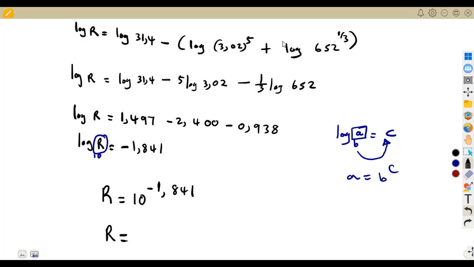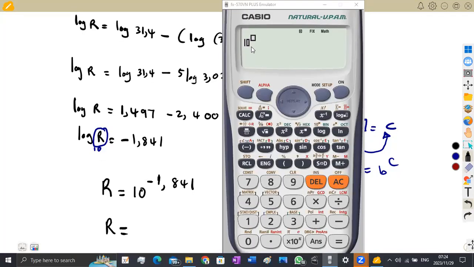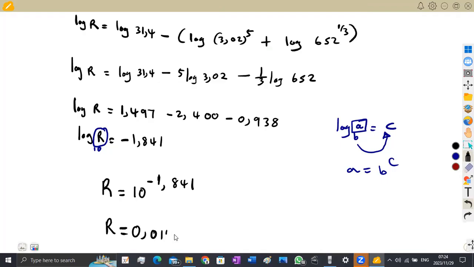So here we're going to need our calculator. Remember, 10 to the exponent of, we already have this, but we're going to need minus 1,841 like this. All right, so to 2 decimal places, this was going to give us 0,014, okay, 0,014. So that was going to be 0,014 to 2 decimal places.